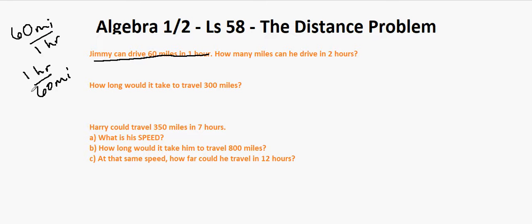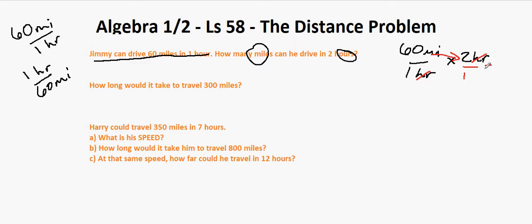I pick one or the other to use to solve, and if it's asking how many miles, that's a distance, so distance goes on the top. 60 miles over 1 hour, multiplied by the number that we know, 2 hours, cancel out your labels, multiply across, this is of course over 1, so how many miles? 120. So that's how we used to do it.